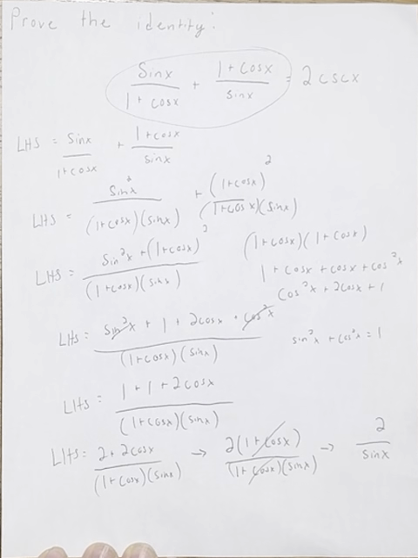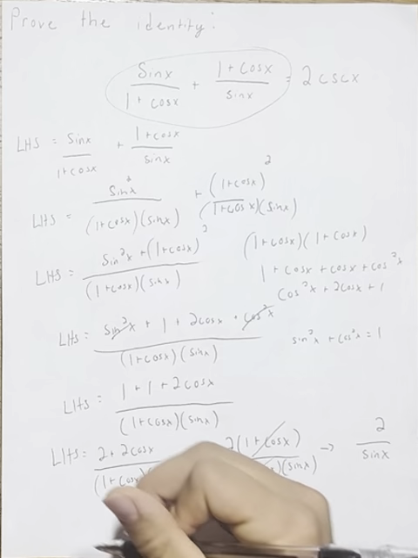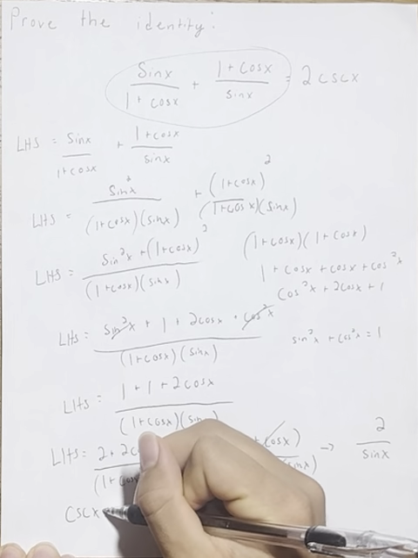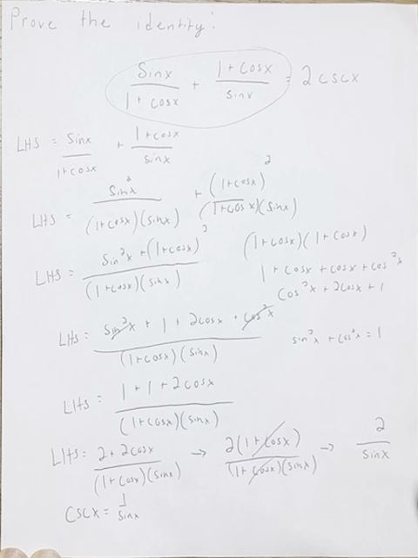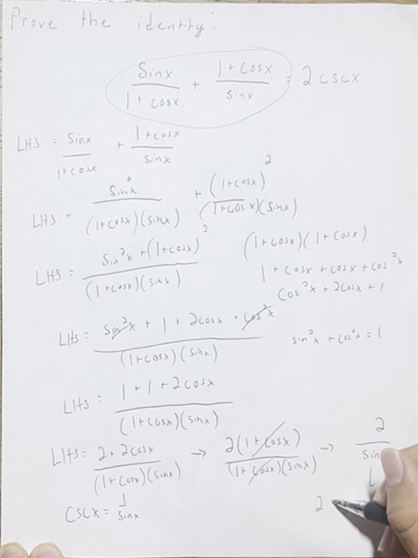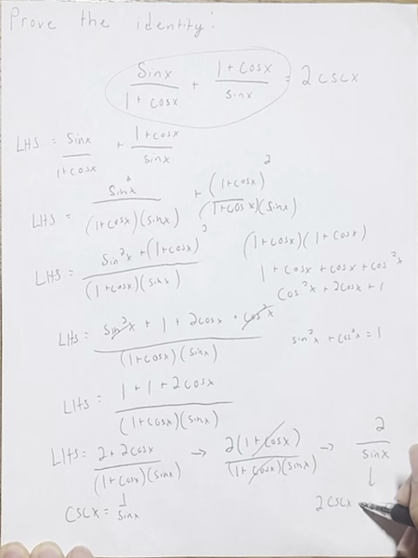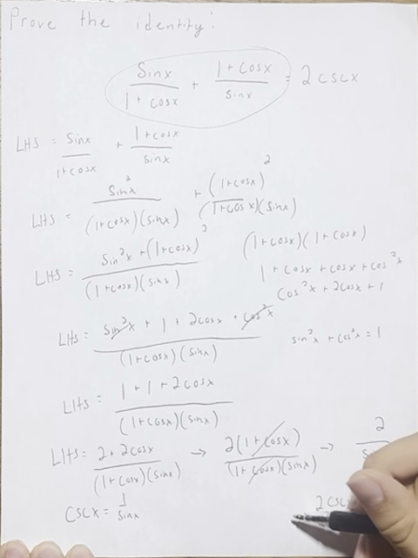And we need to rewrite this in terms of cosecant x. So we know cosecant x equals 1 over sine x. And because it's 2 over sine x, it would equal 2 cosecant x. And 2 cosecant x equals 2 cosecant x, which shows that this checks out.